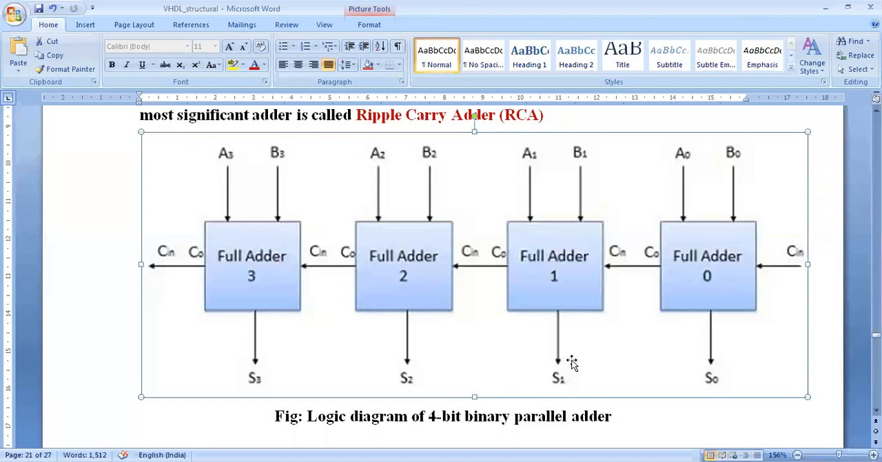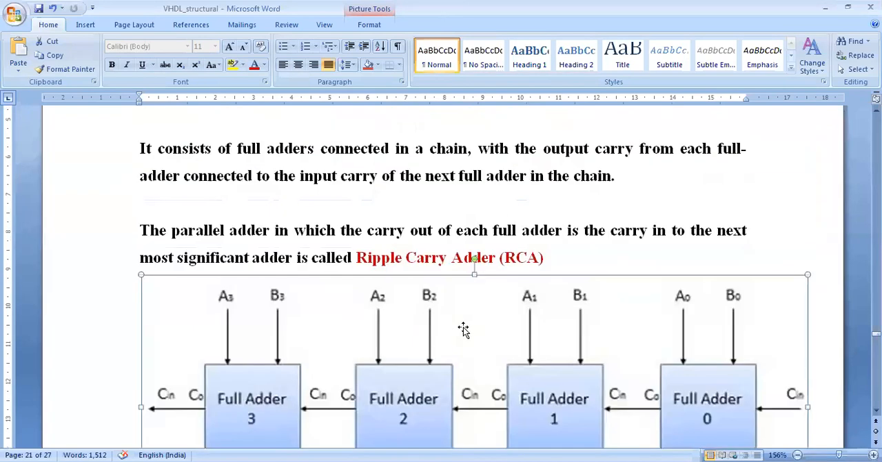So the parallel adder consists of full adders. Suppose I want to design an 8-bit parallel adder. What does it mean? For an 8-bit parallel adder, it consists of 8 full adders inside the circuit. Internally, we take 8 full adders and connect them in cascade form such that the circuit performs the 8-bit parallel binary addition. Is it clear, the parallel adder?